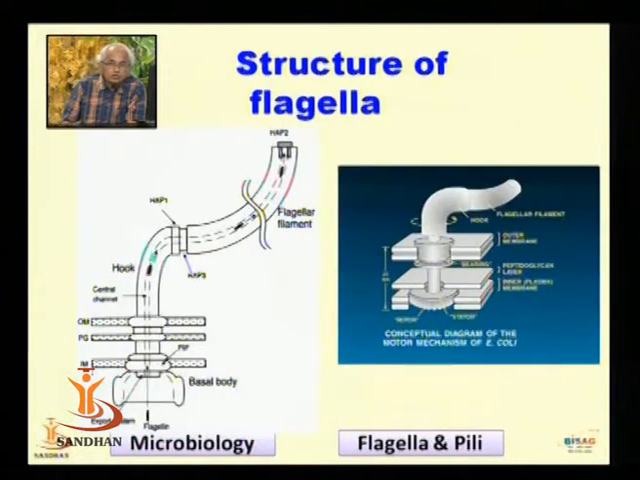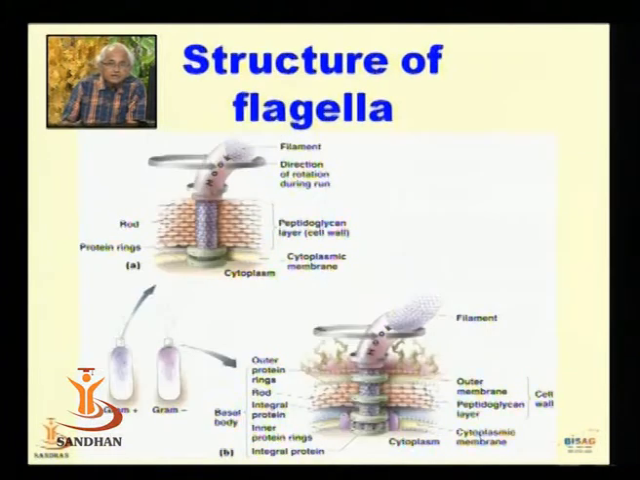Let us have one more diagram which once again depicts the structure of the basal body and the hook and then the filament. We still have one more slide where the comparison between gram-negative and gram-positive organisms' cell wall becomes much more clear. If you look at the upper diagram over here, you can see this is a thick and very well fabricated peptidoglycan layer. This is a cell wall of gram-positive organisms.